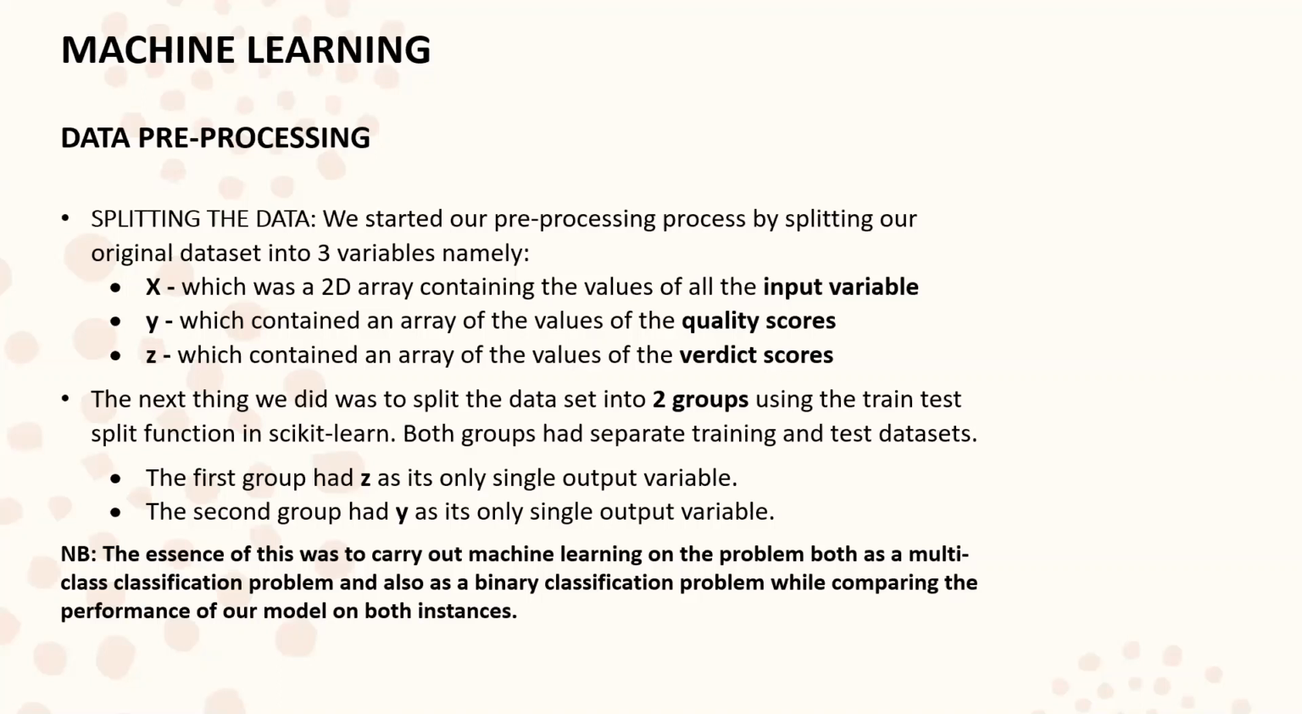So the reason we did this was to have an idea of how well our model performed for the problem when it was in its original stage, which was a multi-class classification problem, and also when we're using the verdict scores as a single output variable. So that made it kind of like a binary classification because it had just one and zero, just two values within it. So that was what we did.